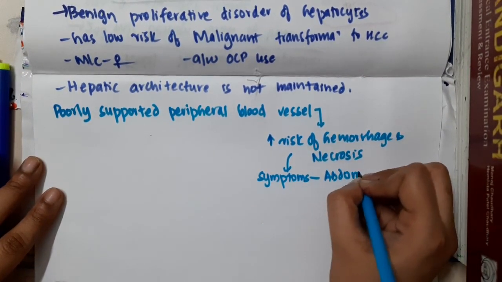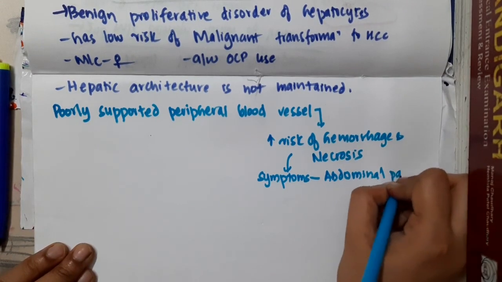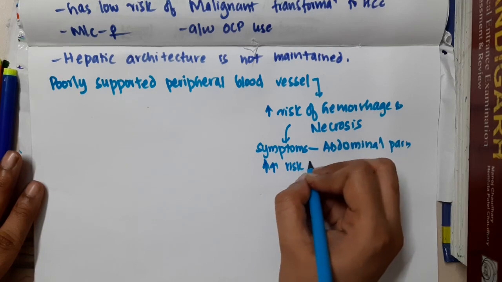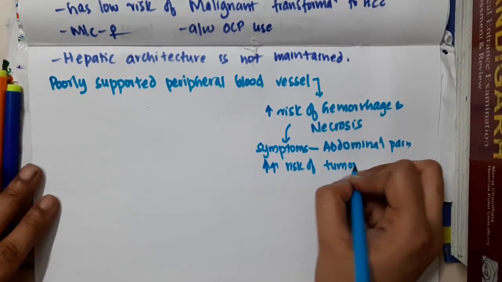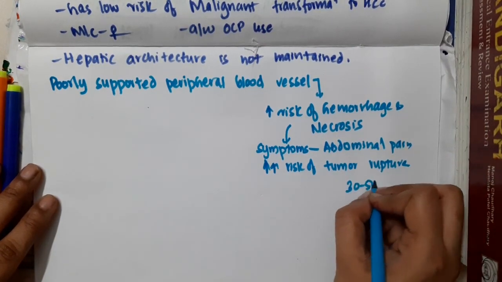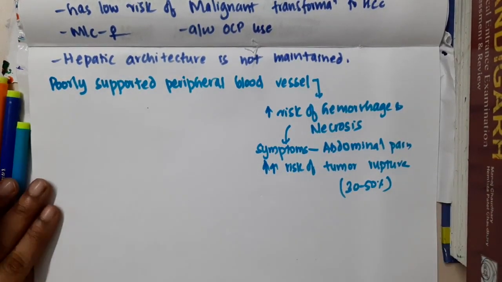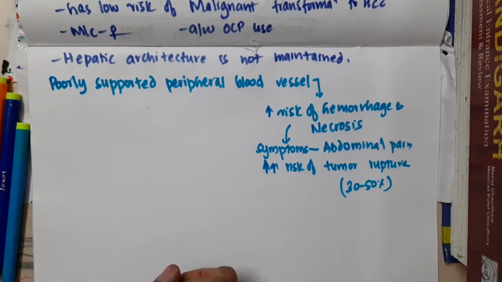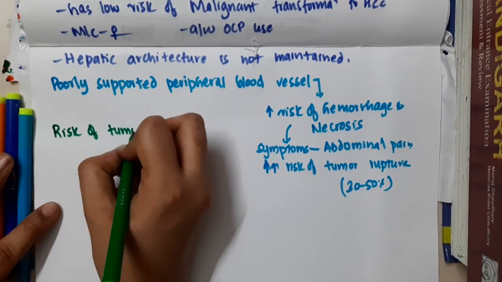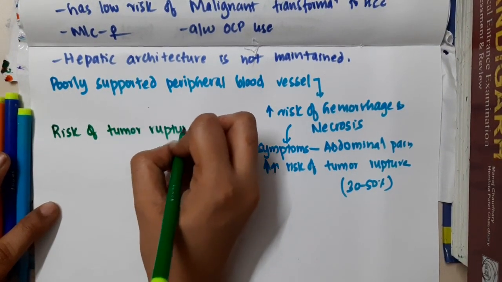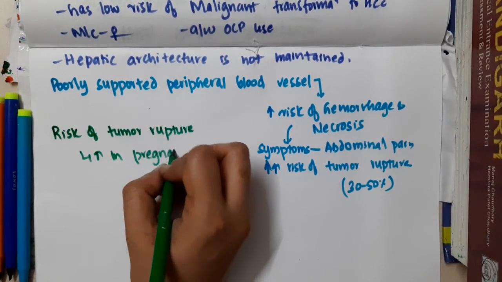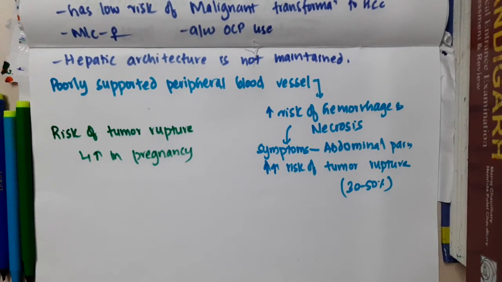It will result in symptoms of abdominal pain, and it also causes increased risk of tumor rupture in 30 to 50% of the cases. Then one more important thing, the risk of tumor rupture increases in pregnancy.